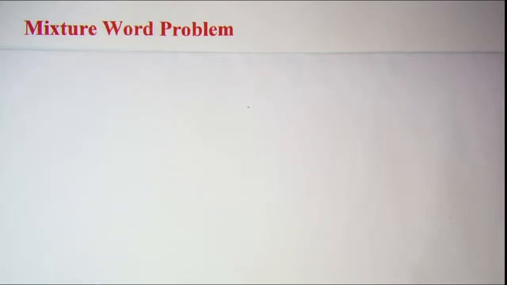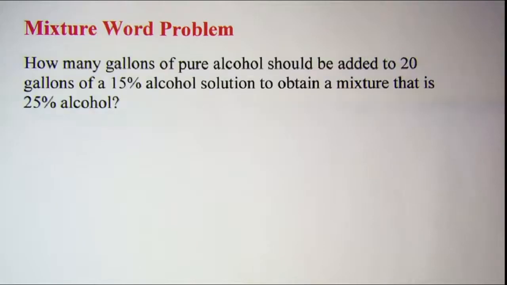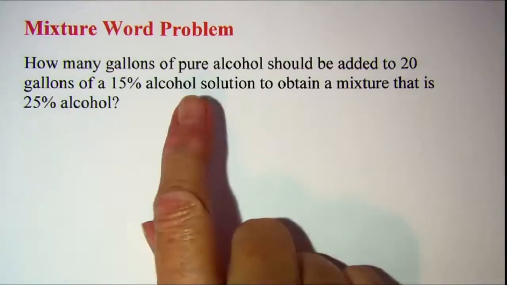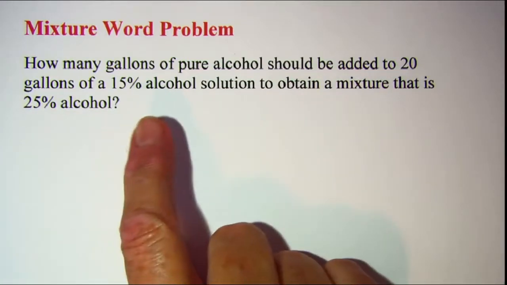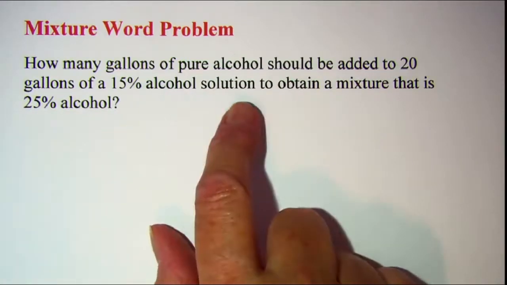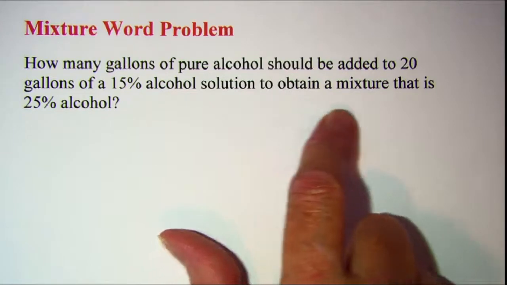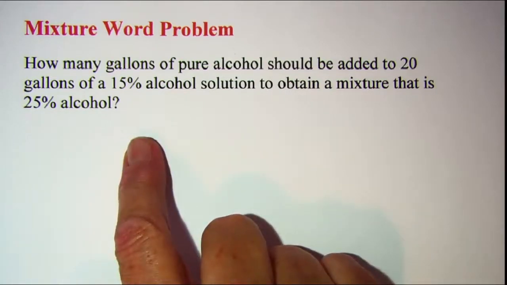In this video, we'll be working a mixture word problem. Our problem is how many gallons of pure alcohol should be added to 20 gallons of a 15% alcohol solution to obtain a mixture that's 25% alcohol.